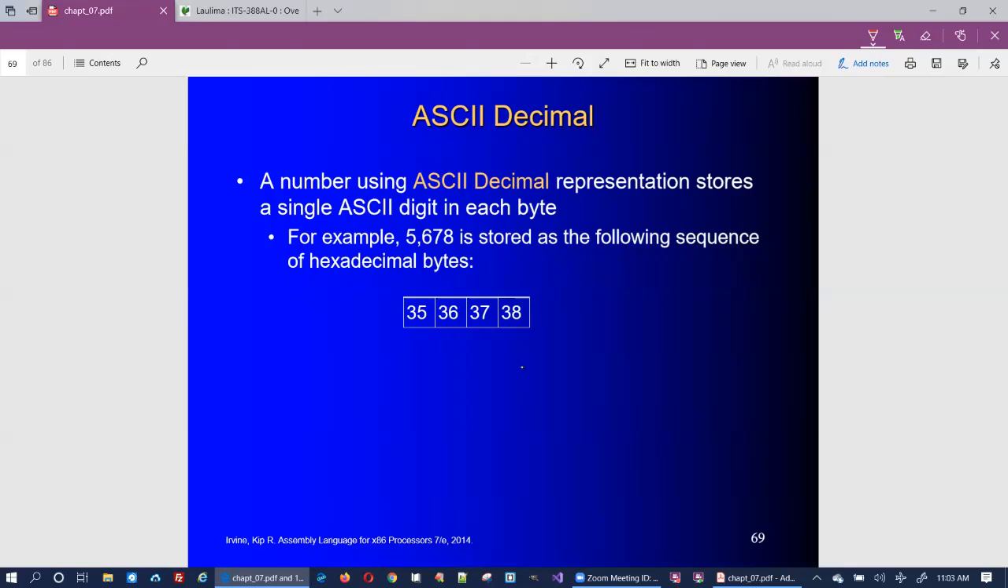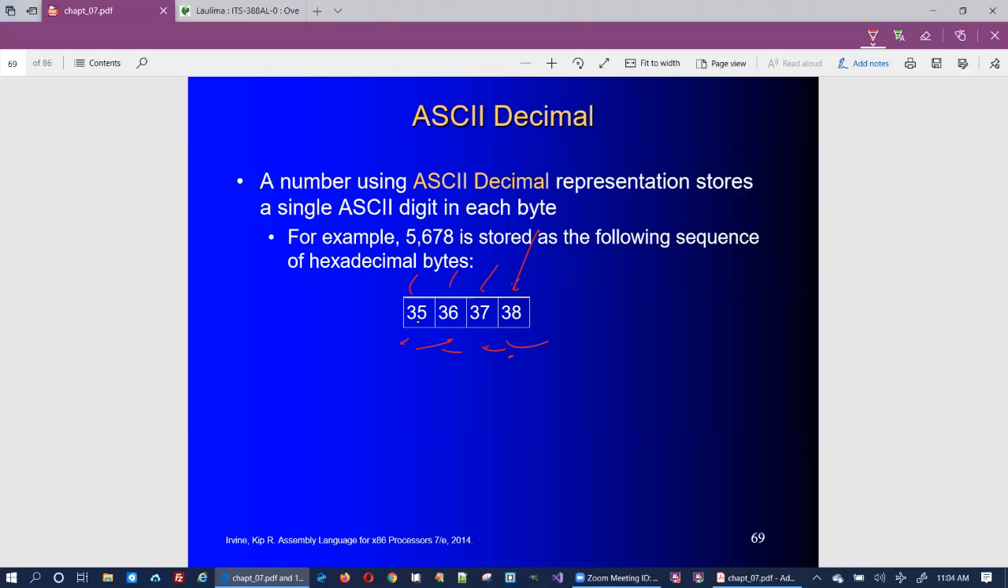ASCII decimal is just like binary coded decimal, except these are actually ASCII digits. This is the ASCII representation for the character 8, this is for the character 7, character 6, character 5. With this, you are reading ASCII characters right from the keyboard and plopping them right into these bytes here.